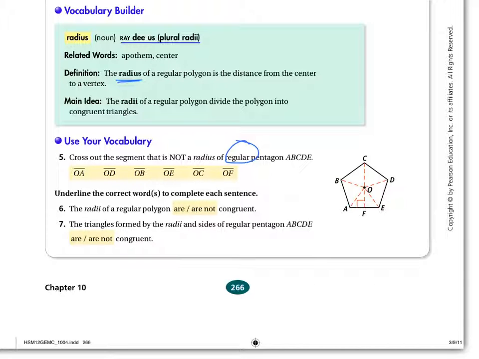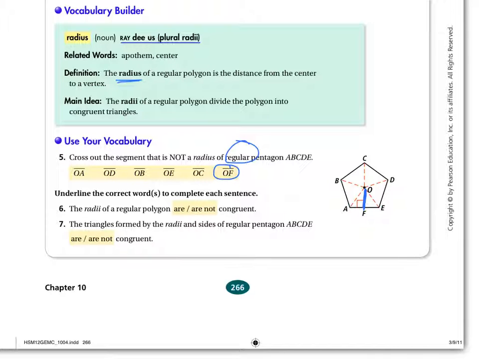Though F is a point. OF. So from here to here, what's that? That's the apothem. So the apothem's not the radius, but all the other ones are. OA, D, B, E, and C, right? So all the rest are radius.